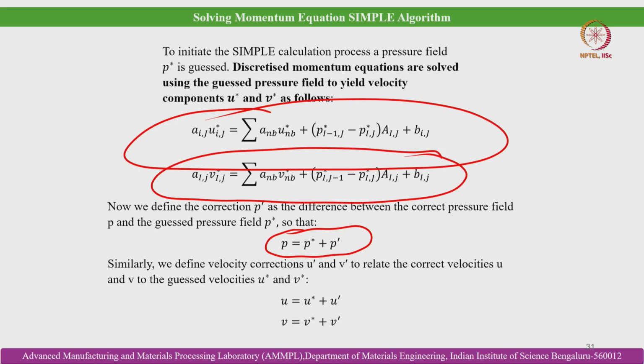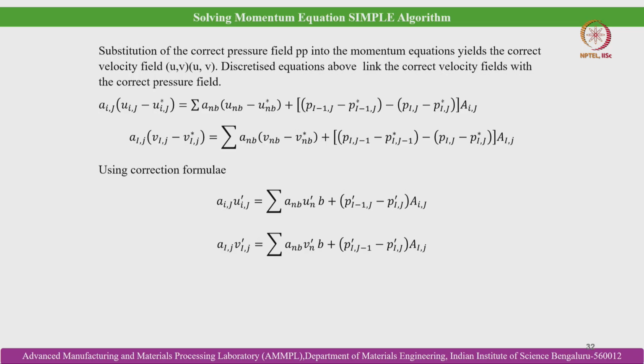We relate the correction terms with the actual velocity values by these equations. U, the actual velocity in the x direction, is equal to the guessed value of x velocity, U asterisk, plus the correction value of x velocity, that is U prime. And V, the correct value of y velocity, is equal to the guessed value of y velocity, V asterisk, plus the correction term for the y velocity, that is V prime. So, this is how they are related.